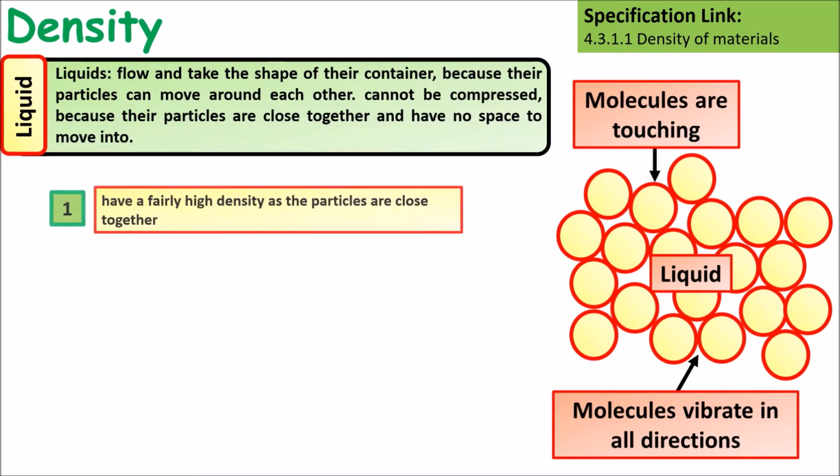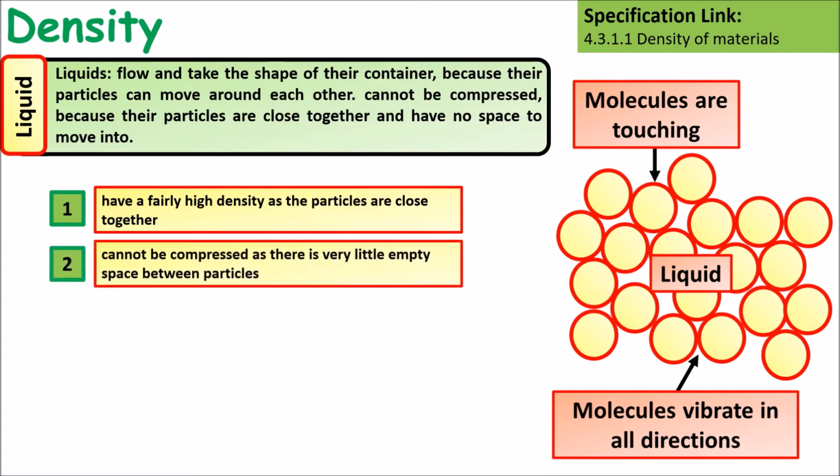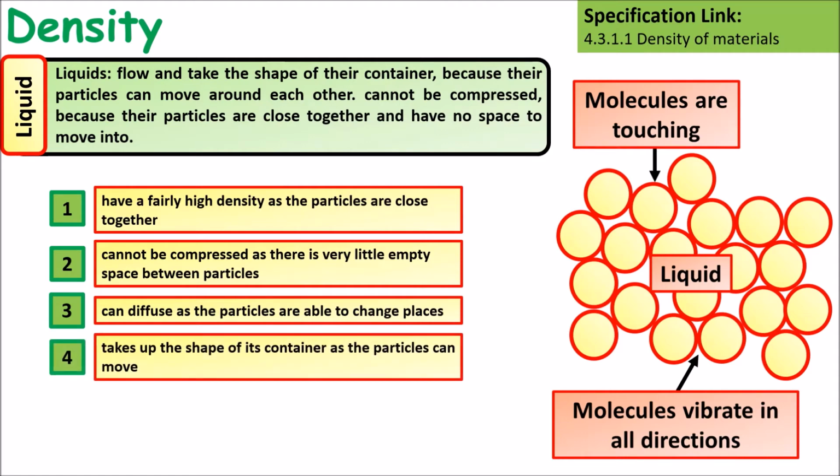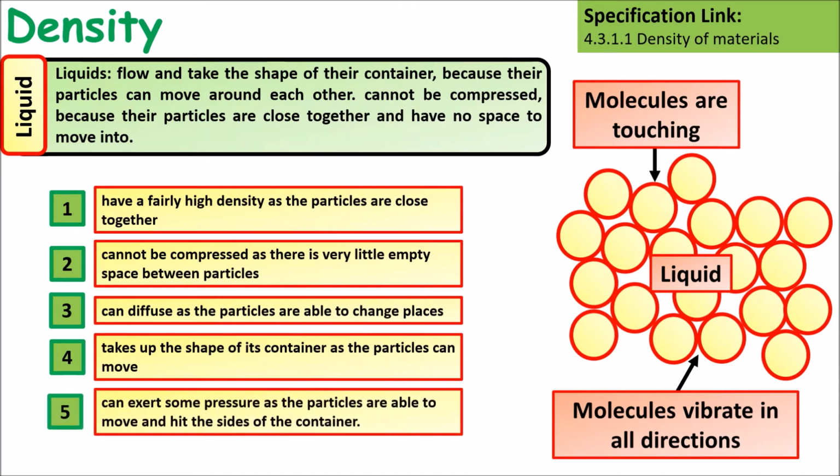If we look at liquids, liquids have a fairly high density as the particles are also close together. They cannot be compressed as there is very little empty space between the particles. They can diffuse as the particles are able to change places. They can take the shape of a container as the particles can move around. And they can exert some pressure as the particles are able to move and hit the sides of the container.